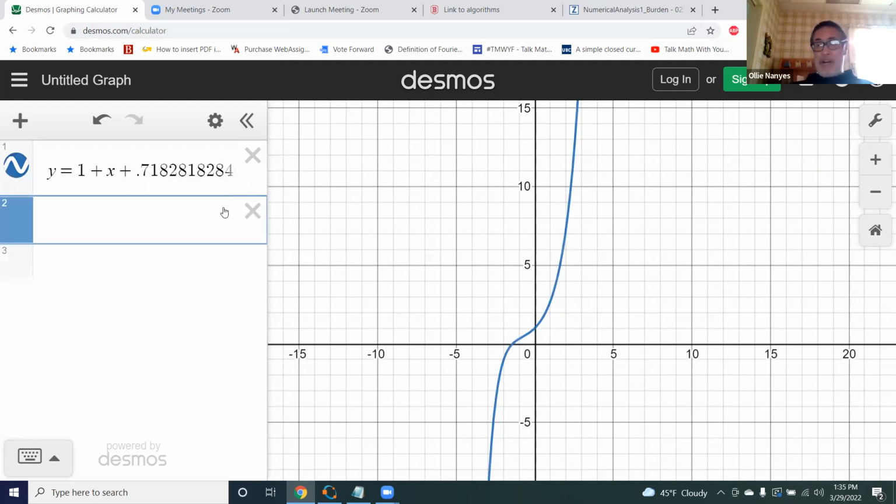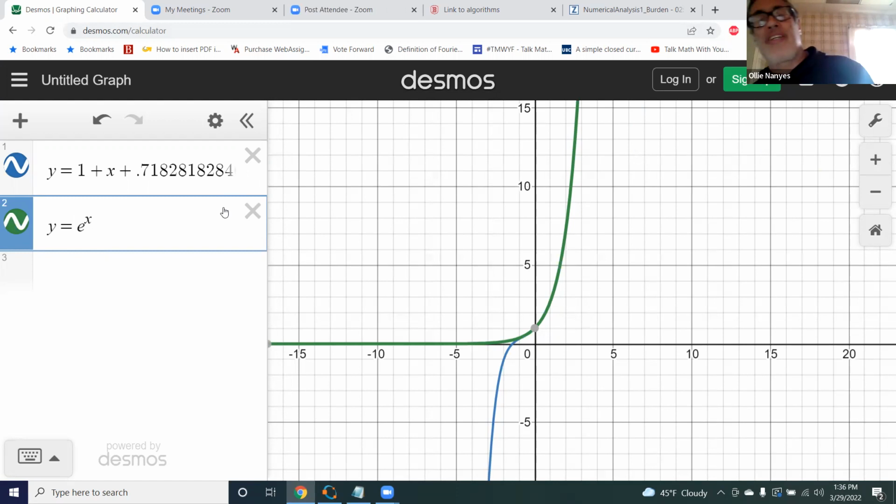Now, if you want to compare to see how it works, let's go to y equals e to the x. You see it works pretty darn well for the nodes in question, right? So that works pretty well.